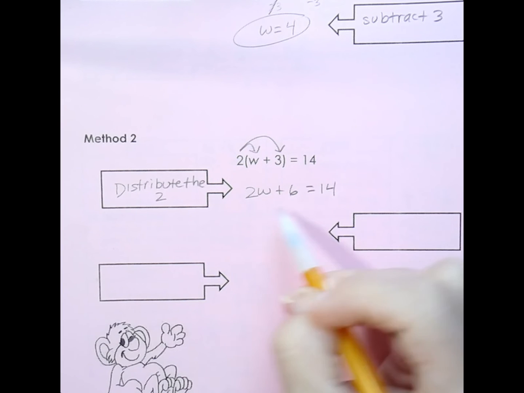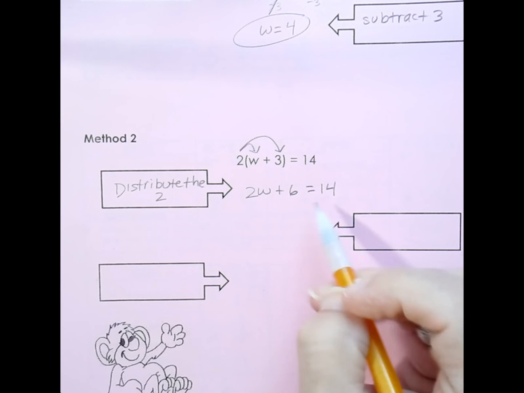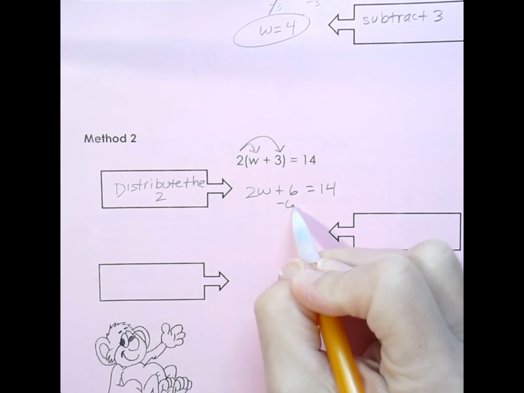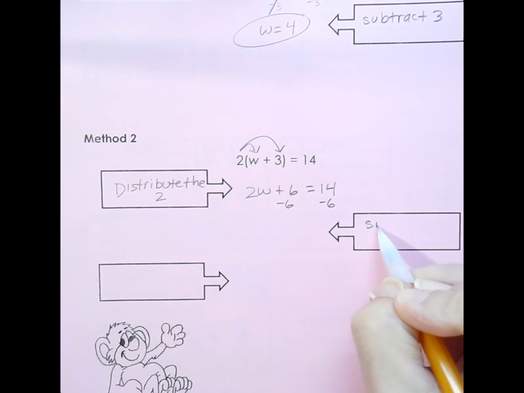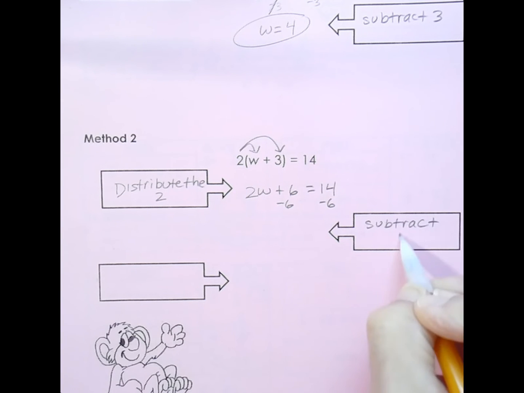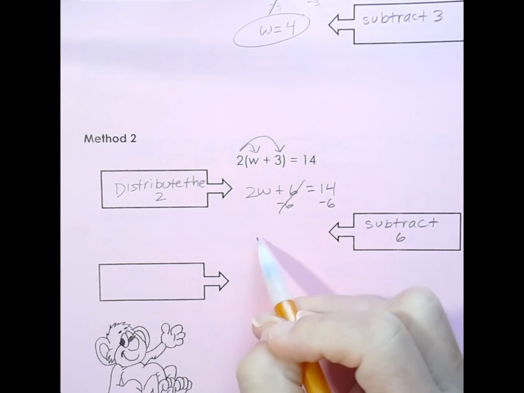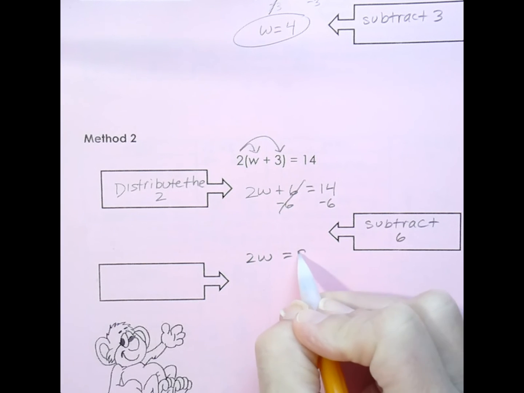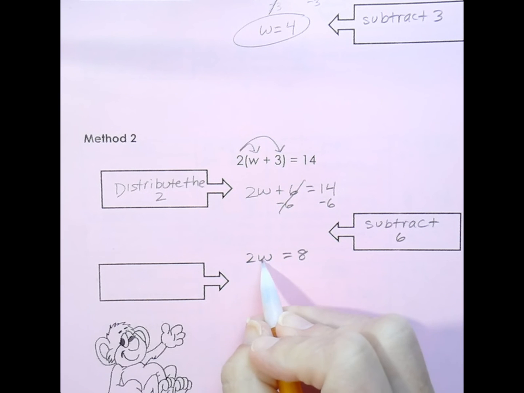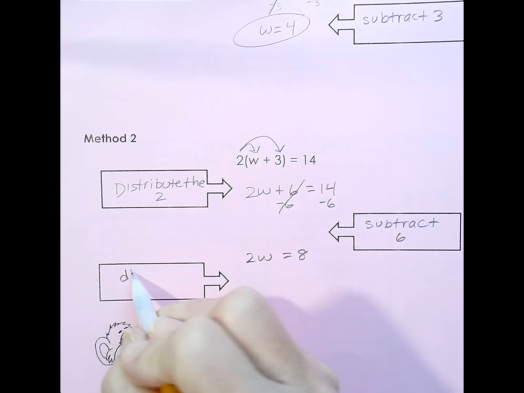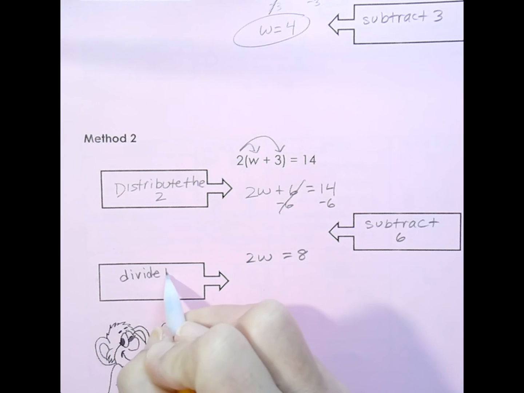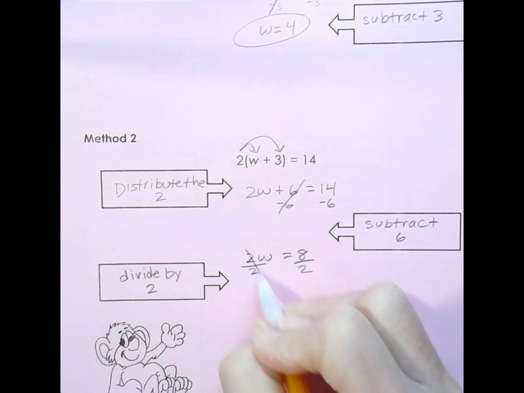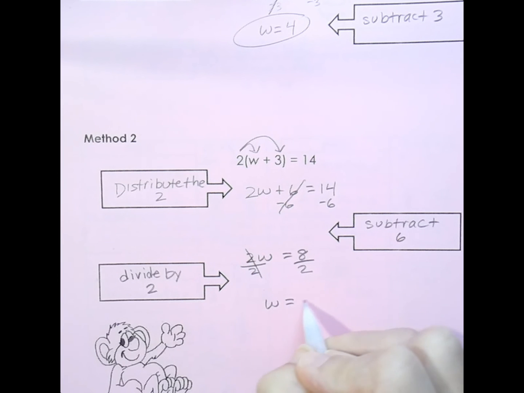From there, I just have a regular two-step equation. So, like we did in the last video, I need to get rid of the addition and subtraction first, so I'm going to subtract 6 from both sides. That's going to give me 2w equals 14 minus 6 is 8. And then I have 2 times w. So to get rid of the 2, I'm going to do the opposite of multiplication, which is division. I'm going to divide both sides by 2. That gives me w equals 4.